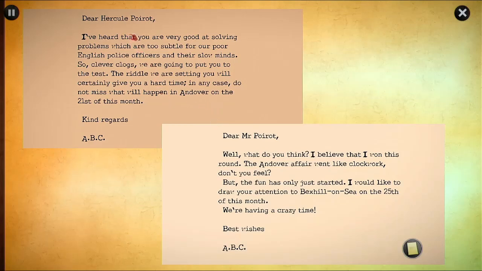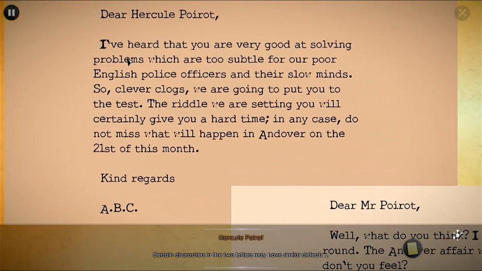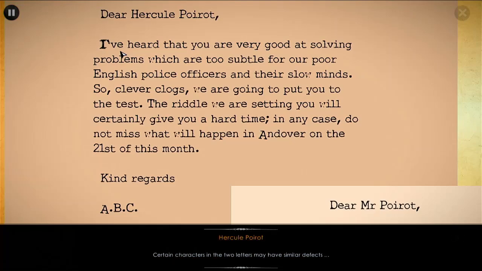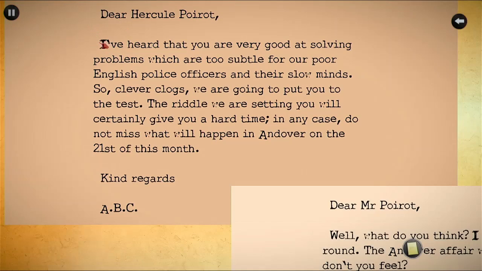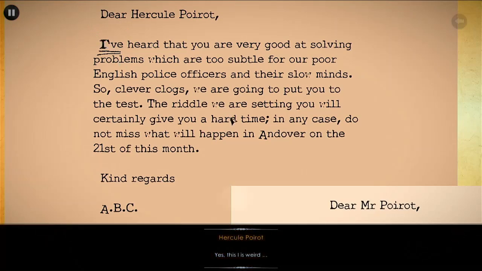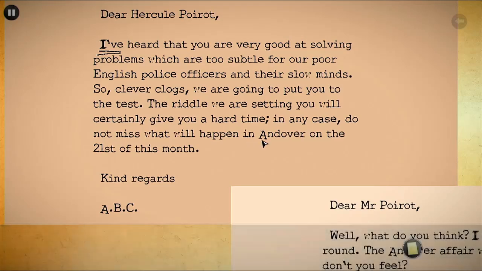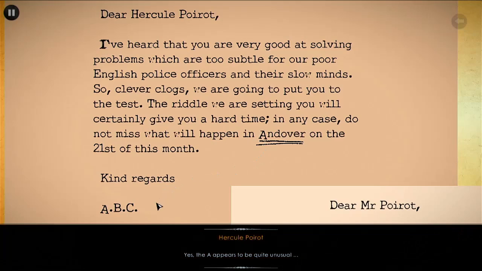So there is a typing quirk here. The two letters may have similar defects. Yes, this I is weird. The A as well. Yes, the A appears to be quite unusual.